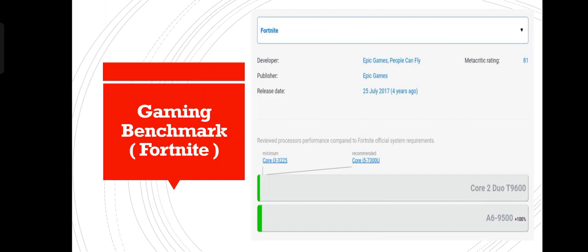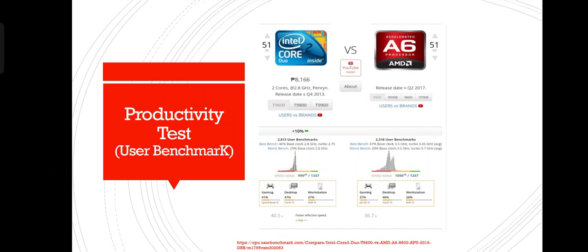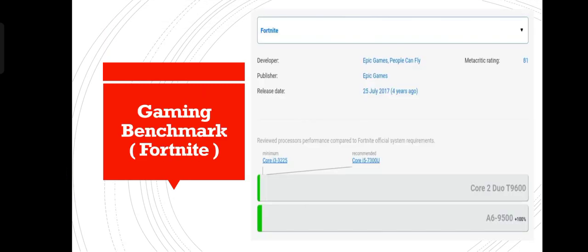So we'll move on to the gaming benchmark. These processors are way too outdated to play the latest games or online games that we are playing. So I only managed to compare three games using the same site that I used for PassMark and Geekbench. First is Fortnite.